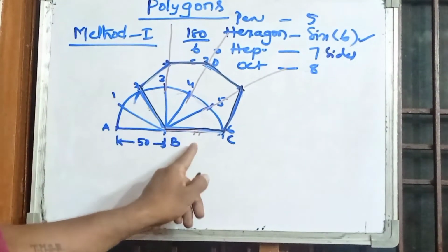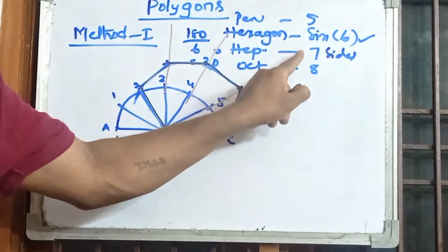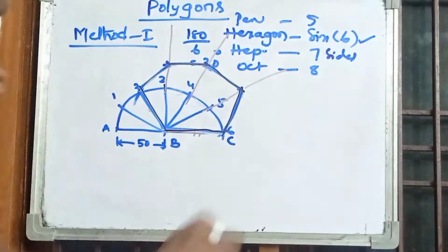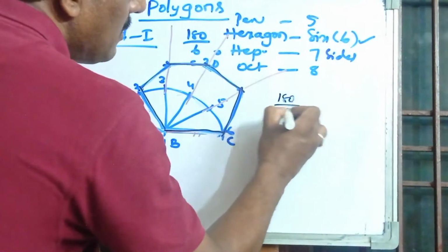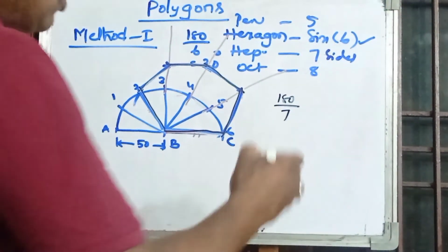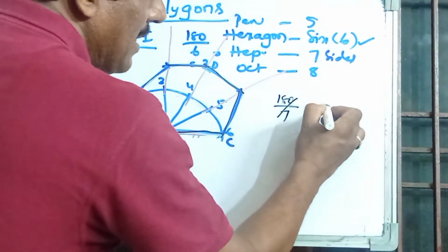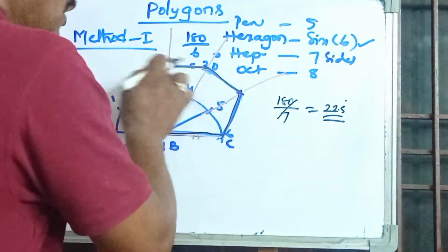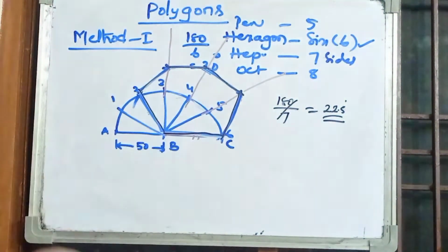By using method one, if you want to go for a heptagon, divide this into an equal number of 7 parts. That means 180 divided by 7, a simple thing. Whatever degrees you get, something like 22.5, keep the same degrees here and divide the semicircle into 7 equal parts.